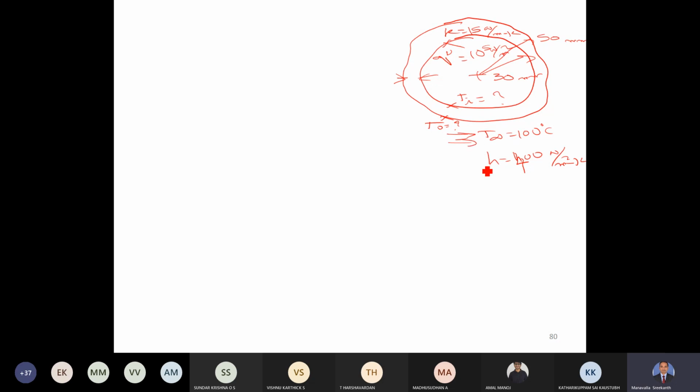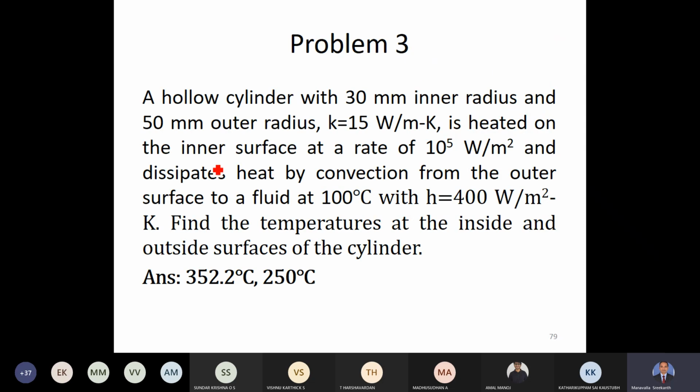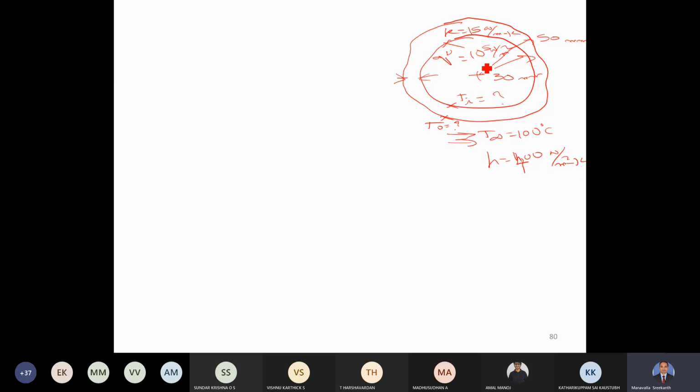So in that way, we can generate some equations. Remember, to solve this problem, we have two unknowns, Ti and Tout. So we should at least have two equations involving Ti and Tout. We'll see what else we have. See, we did not talk about this 10 power 5 watt per meter square here. This is the heat flux at the inner surface. The cylinder is heated on the inner surface at a rate of 10 power 5 watt per meter square. So at the inside, this heat flux is applied.